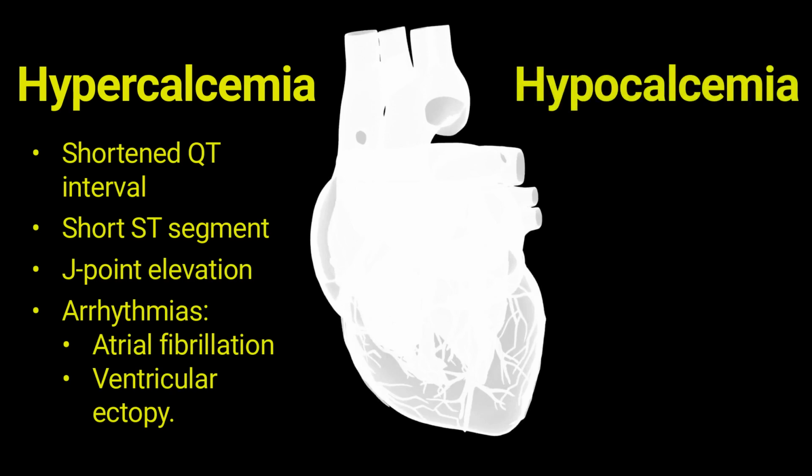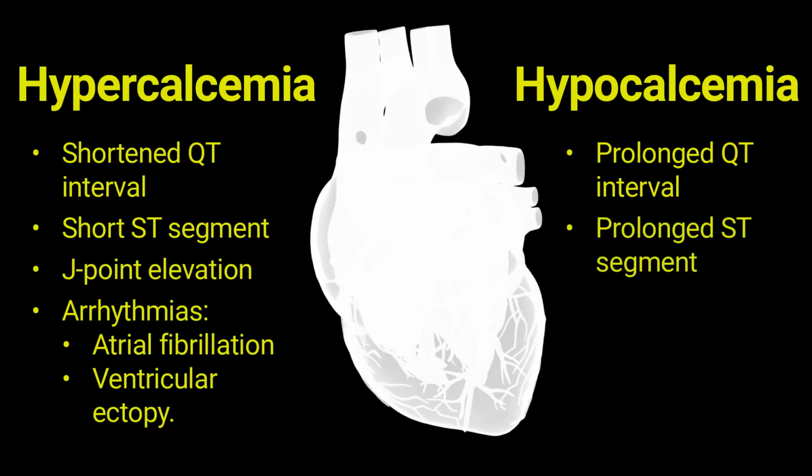Hypocalcemia refers to low levels of calcium in the blood. ECG changes in hypocalcemia may include a prolonged QT interval. One of the hallmark ECG findings in hypocalcemia is a prolonged QT interval. This can occur due to delayed repolarization of the ventricles.